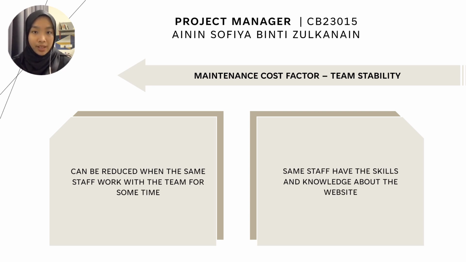The maintenance cost factor that I chose that relates to my role as a project manager is team stability. Maintenance costs can be reduced when the same MBKT development team is involved for some time. Team members that have already worked with the team for a long time have the skill and broad knowledge about the website. They can choose the best way to maintain the MBKT website as they are already familiar with the design of the website and have broad knowledge about the code base. So the probability of them making mistakes is reduced, which also reduces the maintenance cost.